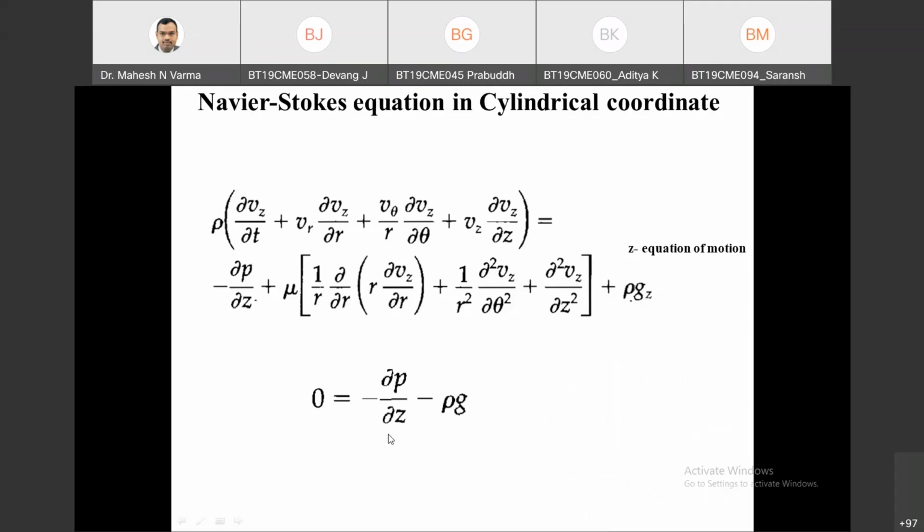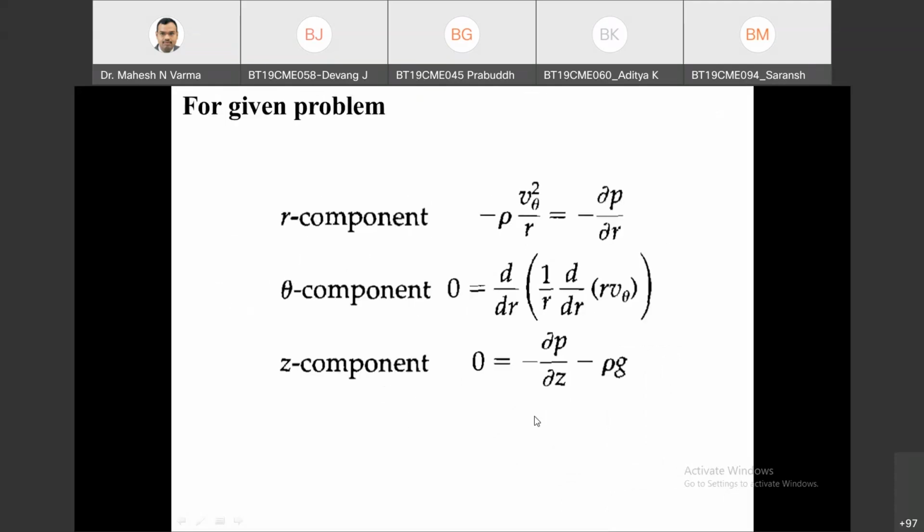How pressure is varying in Z direction. Pressure is a function of R because of gravitational force. Okay, that is what I was telling. Pressure is a function of Z because of gravitational force. Pressure is a function of R because of centrifugal force. Okay, so these are the three simplified equations.